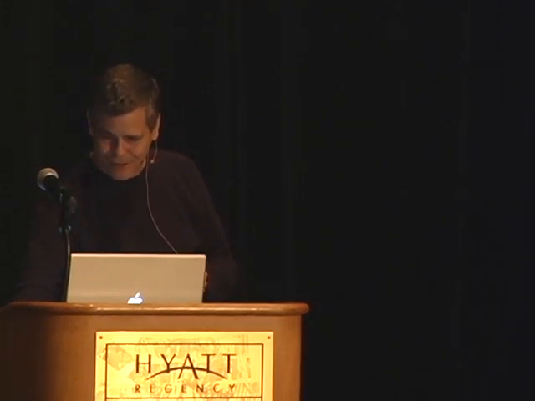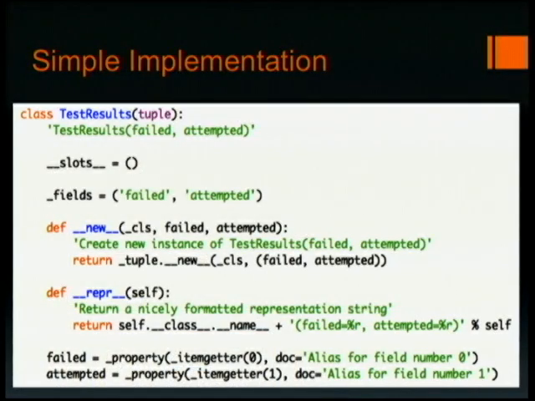Who thinks named tuples rock? Fantastic. Let's take a look at part of the implementation. It's pretty simple. It's a subclass of tuple. Notice the docstring for that class. It describes that it is a test result object that has failed and attempted, so it has a self-documenting docstring. The __slots__ being empty means that named tuples are very efficient. They don't take up any more space than regular tuples.